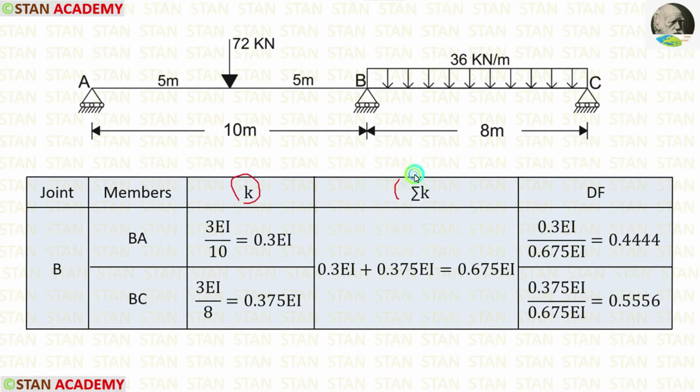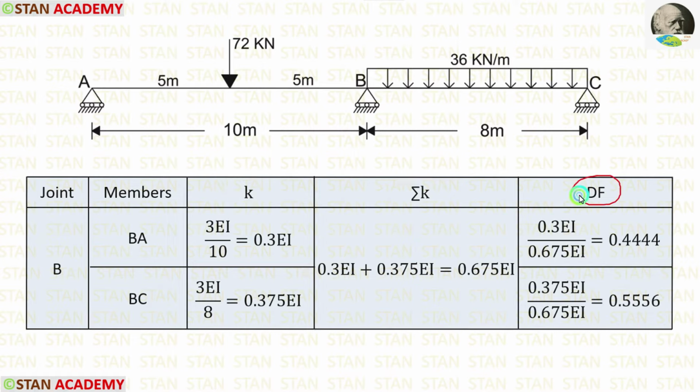Now, let us calculate the summation of stiffness, that is sigma K. To calculate sigma K, we have to add these two stiffness values. After adding, we are getting 0.675 EI.